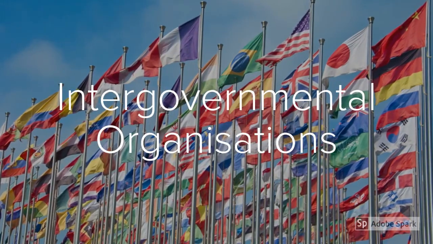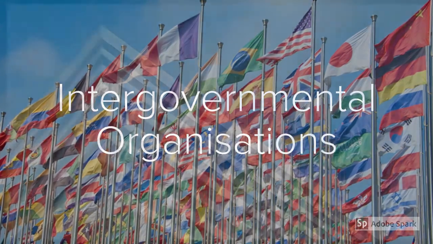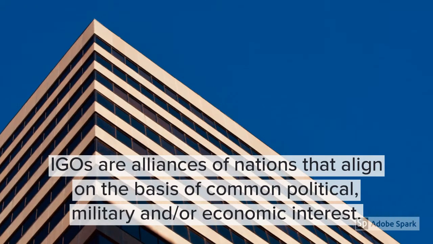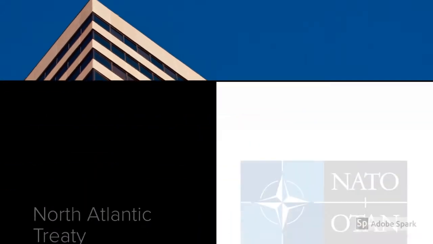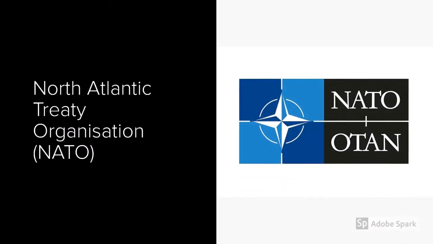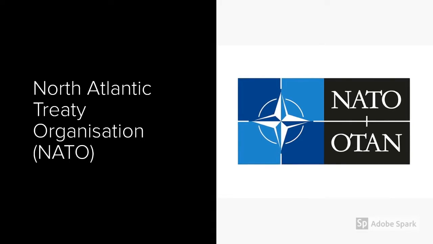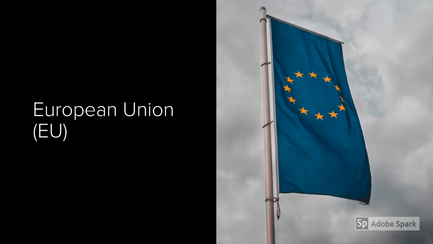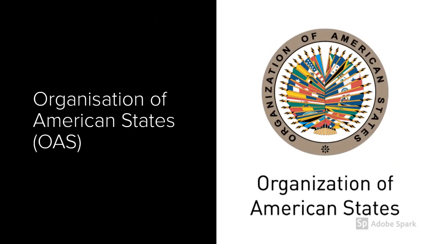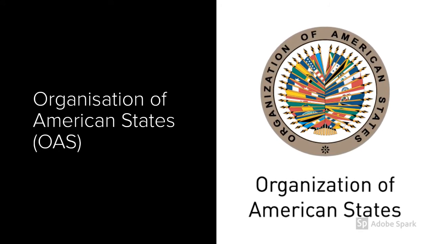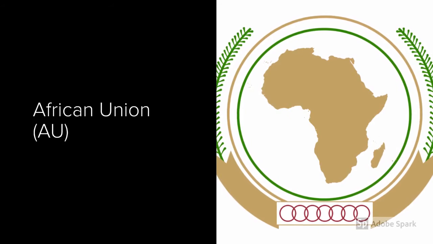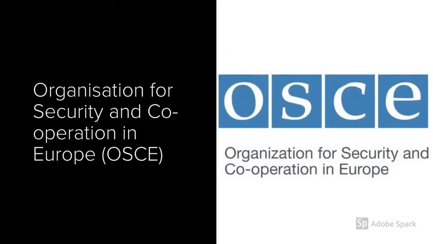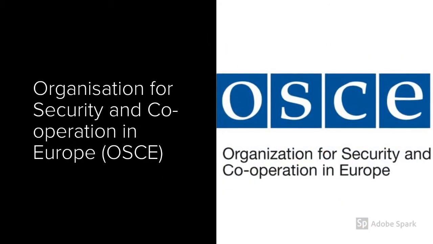Another legal response to world order issues is from intergovernmental organizations. Intergovernmental organizations are alliances of nations that align on the basis of common political, military, and/or economic interest. Examples of intergovernmental organizations include the North Atlantic Treaty Organization, known as NATO, the European Union, known as the EU, the Organization of American States, the African Union, the Council of Europe, and the Organization for Security and Cooperation in Europe.